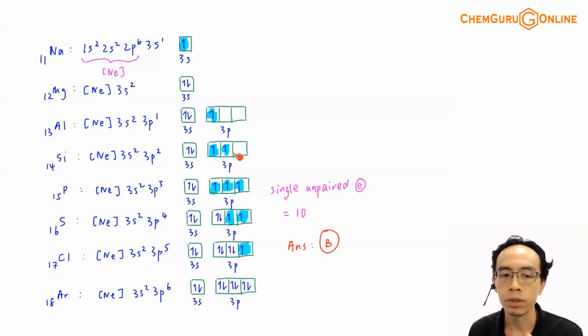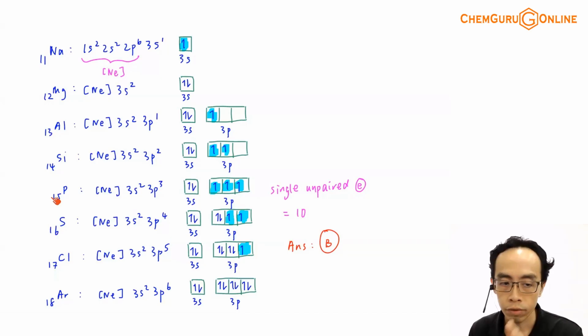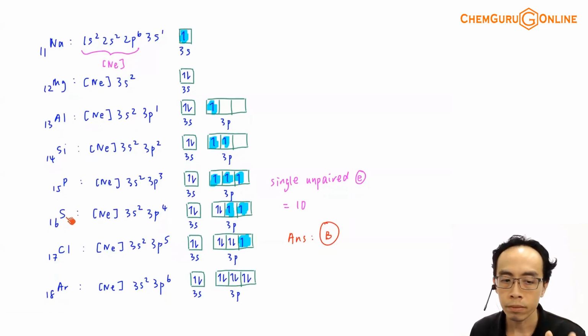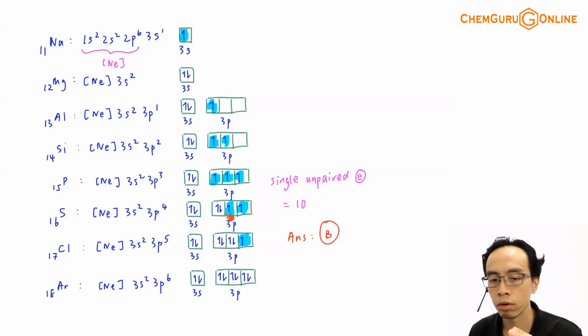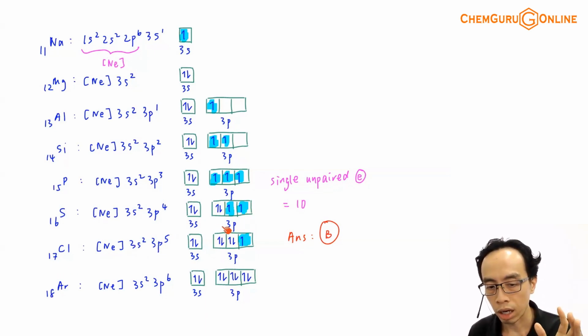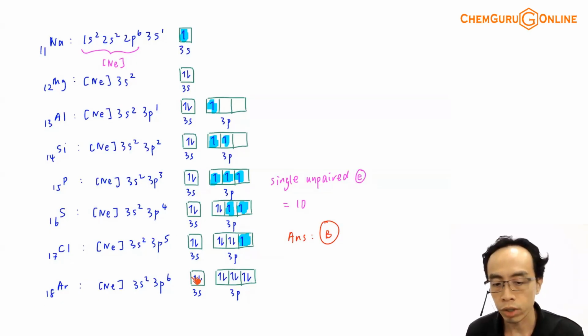Silicon 3s2, 3p2. For 3p2, remember Hund's rule. I will need to fill up the p orbitals singly and with parallel spin. So 3p2 is something like this. I have 2 unpaired electrons. All right. Phosphorus 3s2, 3p3. 3s2 is fully filled. 3p3, I have 3 unpaired electrons. Then sulfur 3s2, 3p4. With 3p4, I'll start to have electrons pairing up. I'll have 2 unpaired electrons. Chlorine 3s2, 3p5. With 3p5, I have only 1 unpaired electron. And argon, obviously, this is a noble gas, so 3s2, 3p6, and it is fully filled. There are no unpaired electrons.